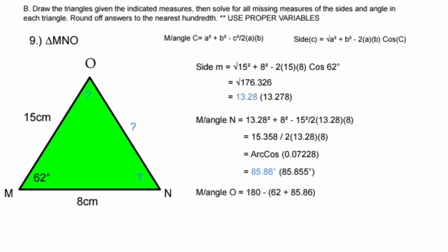Now that we have the measurements of two angles in this triangle, we can use the shortcut formula for finding angle O. We have 180 minus 147.86. That gets us 32.14 degrees for the angle measurement of O. And that concludes this problem.